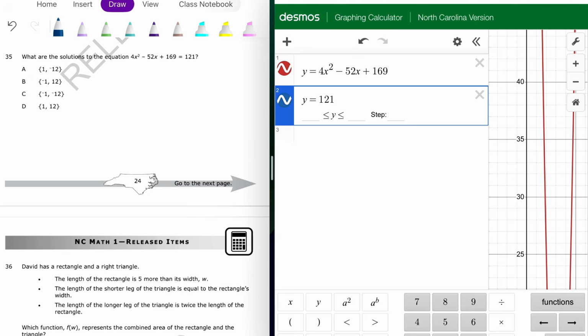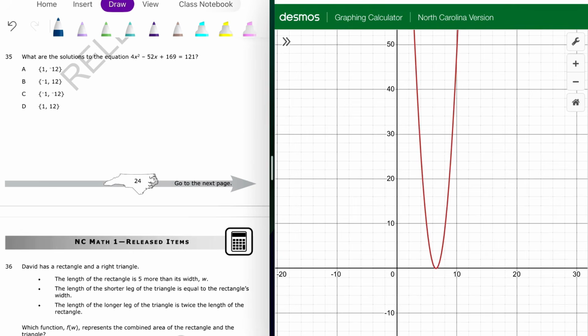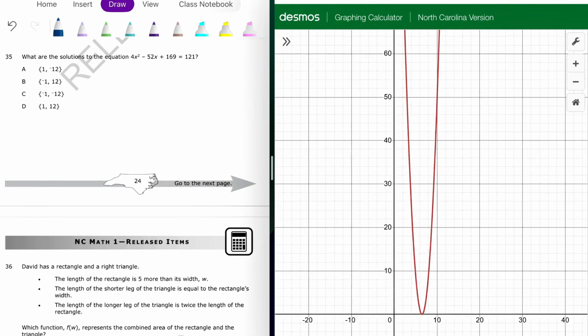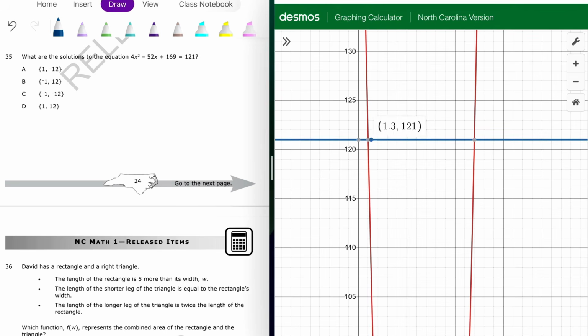I'll show you both ways. So I just put in y equals the left side, y equals the right side. So I set it equal to the 121, just like we did in the linear equation before. Normally if you're in home mode, you're not going to see the other line. Well, it's supposed to be equal to 121, so we should probably zoom out to 121. There we are. And it says, what are the solutions to the equation? So it's crossing at 1 and it's crossing at 12. Now, I know they're both comma 121, but we're looking for the x values. So those are those first numbers, and that would be D.